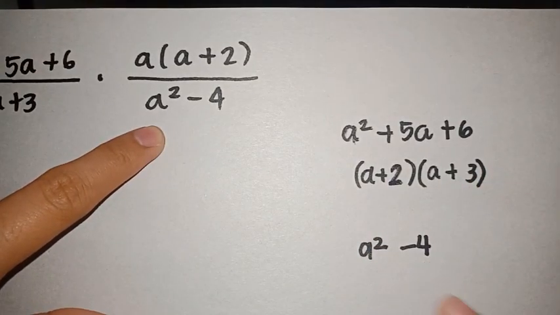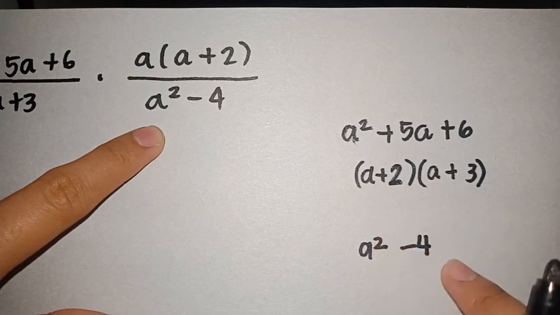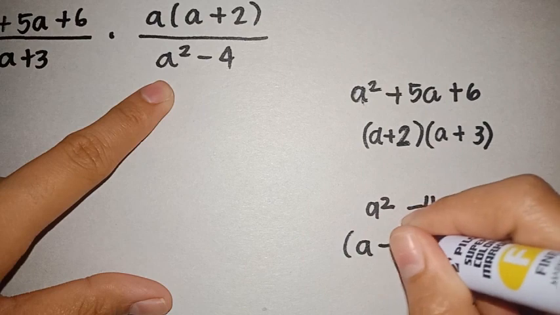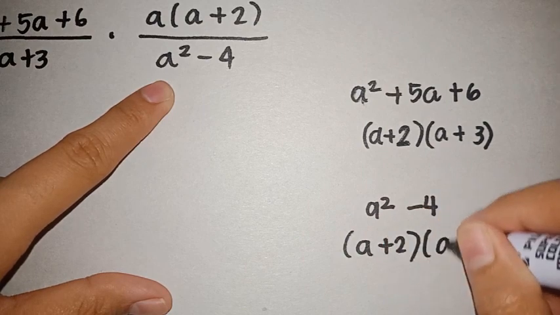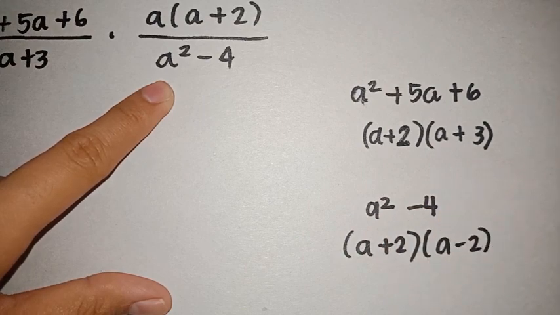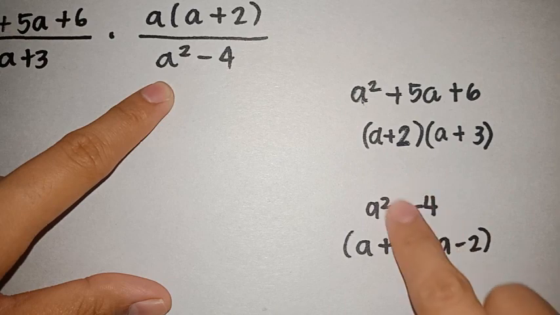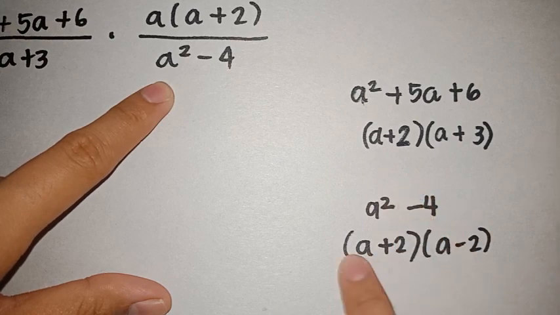Next, a squared minus 4. The factors of negative 4 that will result in 0 when added are a plus 2 and a minus 2. Let's verify if our answer is correct. Positive 2 times negative 2 is negative 4. 2 minus 2 is 0. So we don't have a middle term, so therefore the factors are correct.